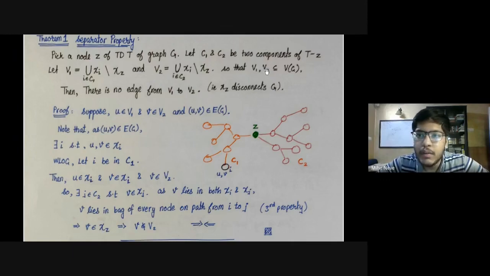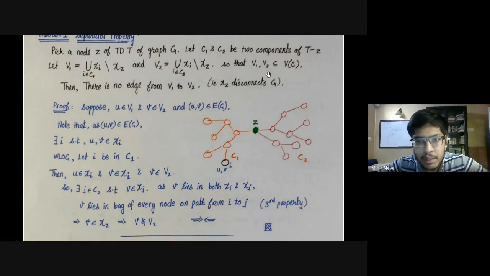Now V1 and V2 are subsets of vertices of G. As per the separation property, we need to prove that there is no edge which goes from V1 to V2. That is what we need to show.